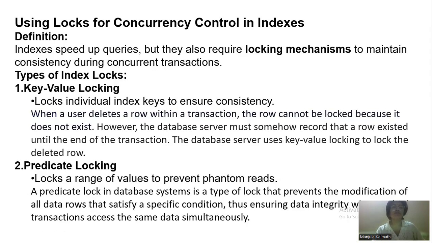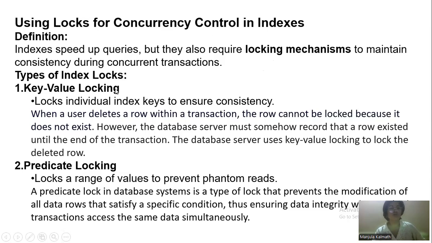Next, we have using locks for concurrency control in indexes. Indexes speed up queries, but they also require a locking mechanism. We have records which we maintain in the database, and for that we have an index. When there is an index, the query is executed very fast. But when we have an index, we have to go for a locking mechanism, otherwise it will lead to inconsistency. So here we can notice the different types of index locks.